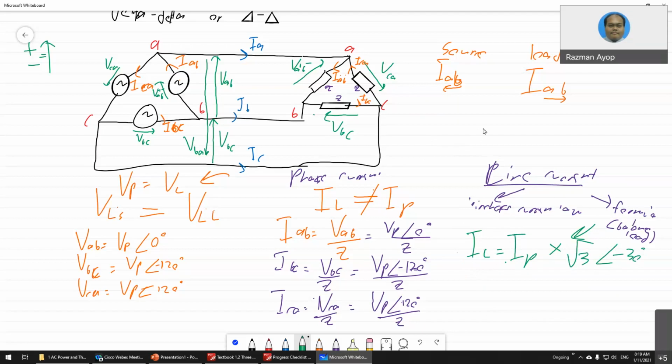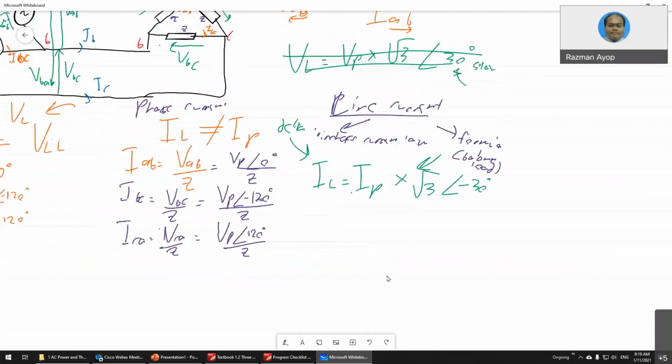For star connection, remember, V line is equal to V phase multiplied by square root 3 angle 30 degrees. So this one is positive, this one is negative, and this one is star. So you don't use this one, you use this one. This one is for delta.